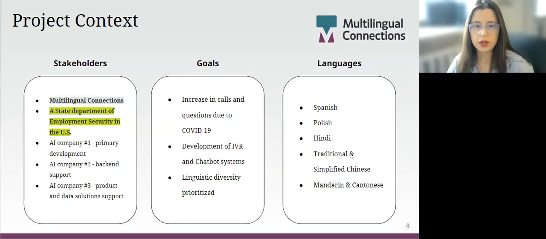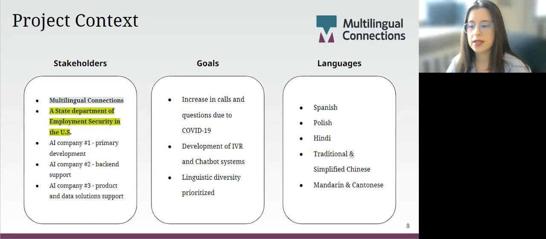Now, to provide a bit of project context, there were multiple stakeholders, and the main client was a State Department of Employment Security in the US, and we were the language service provider. There were also 3 other companies providing different layers of development, either primary development or backend support or product or data solutions support. And the main goal of the project was to help out the department responsible for helping the public with unemployment and related benefits.